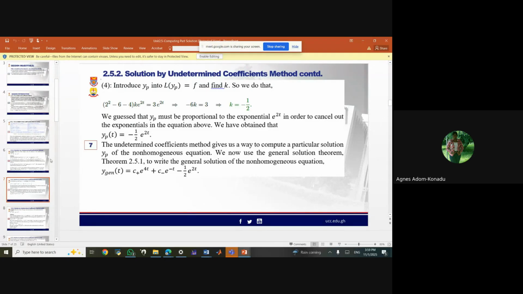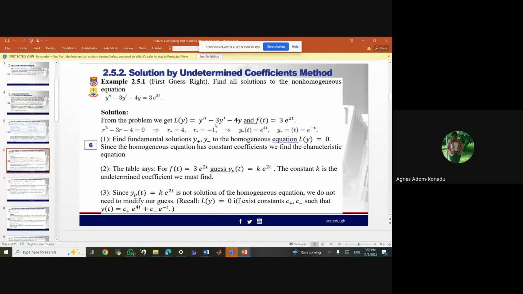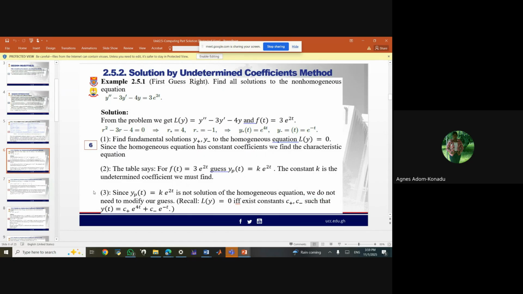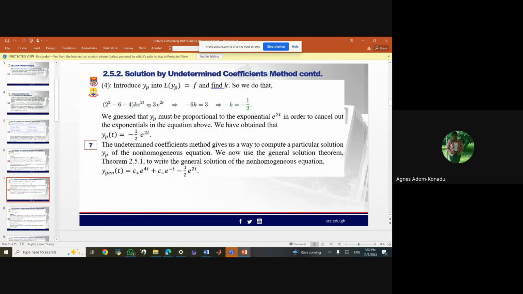So I have 4k, which is the same as 2 squared times k. Then minus, remember this is 3, so I multiply by 3. The first derivative is 2k e to the power 2t, so 2k times 3 gives me 6k e to the power 2t. And then the function here is 4, so I get 4k, and this is equal to 3. Let me just write.